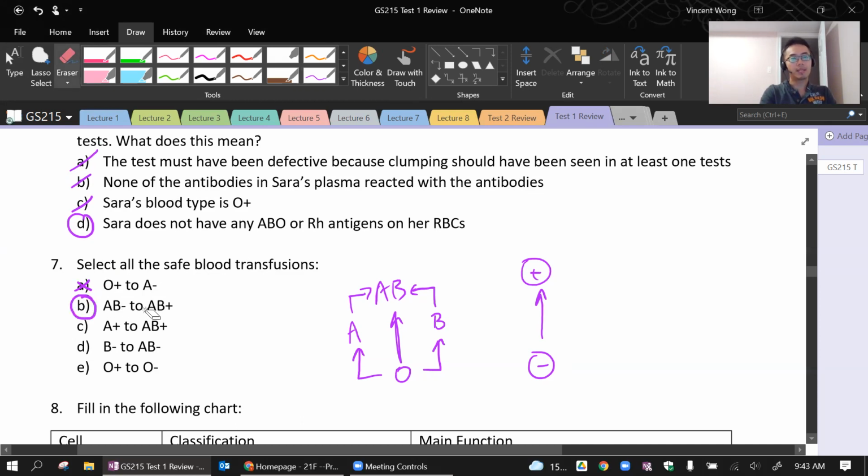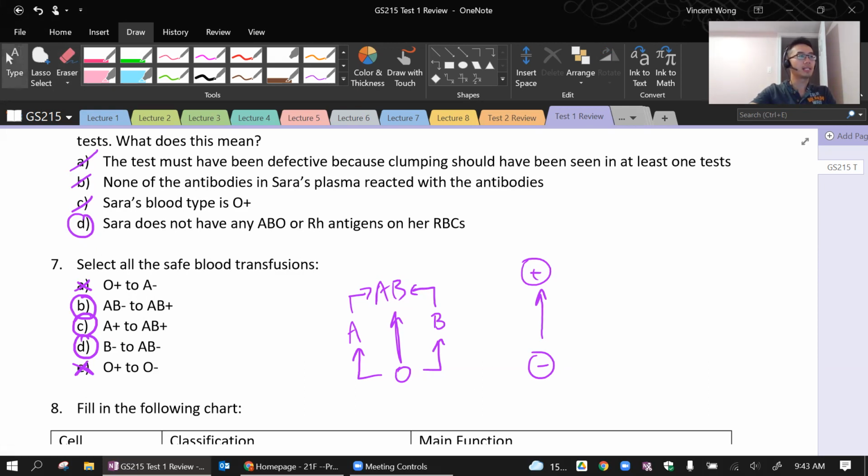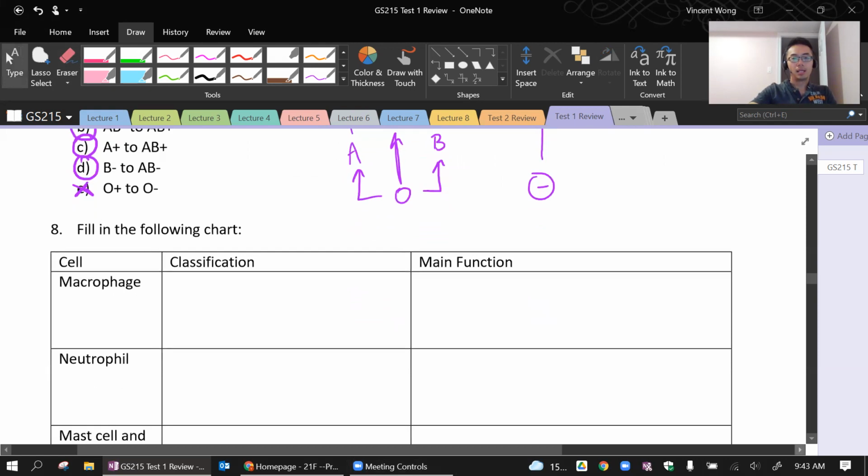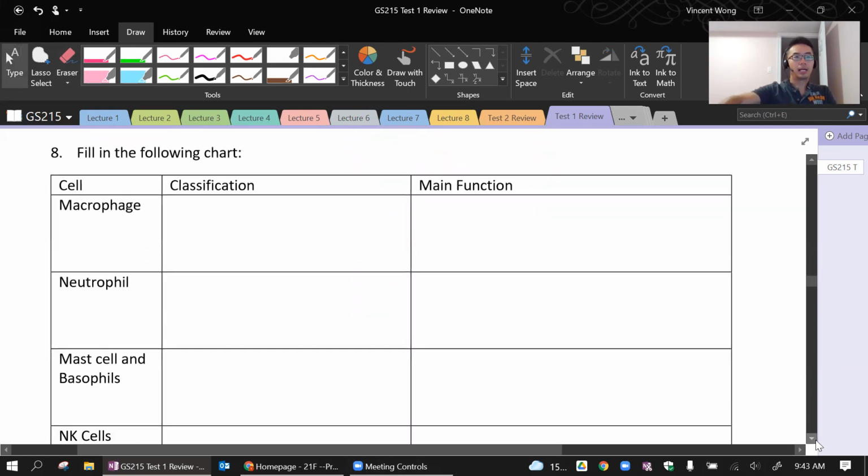This one is okay. AB can give to AB, negative can give to positive. A positive to AB positive, that is also okay. Because you see, A can go to AB and positive can give to positive. B negative to AB negative, that is also okay. B can go to AB and the negative can give to negative. And the last one is not okay. So the correct answers are B, C, D, which is what most of you have chosen. Very good. All right, next one.